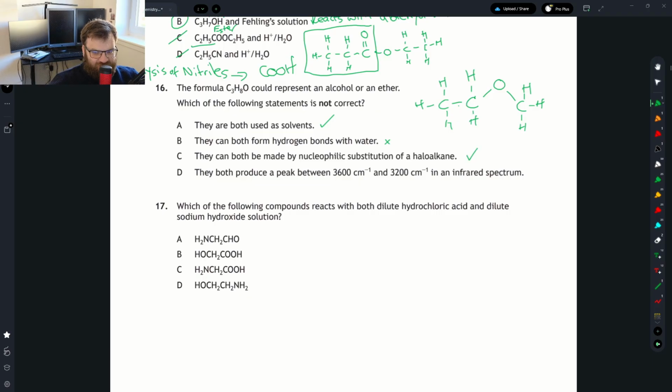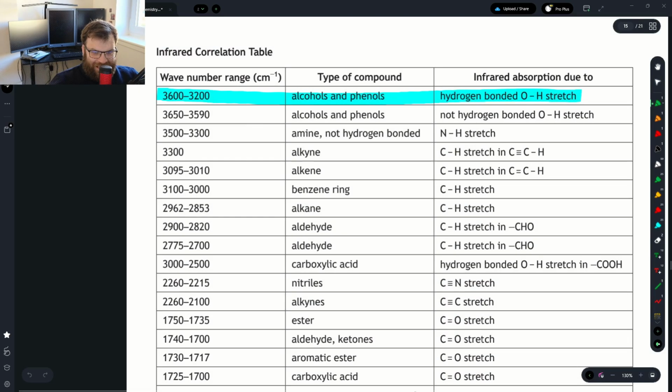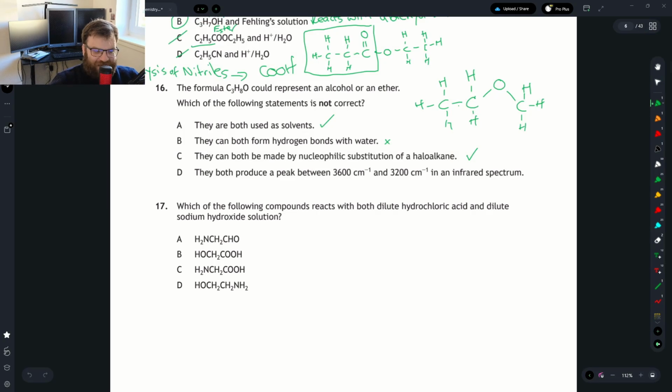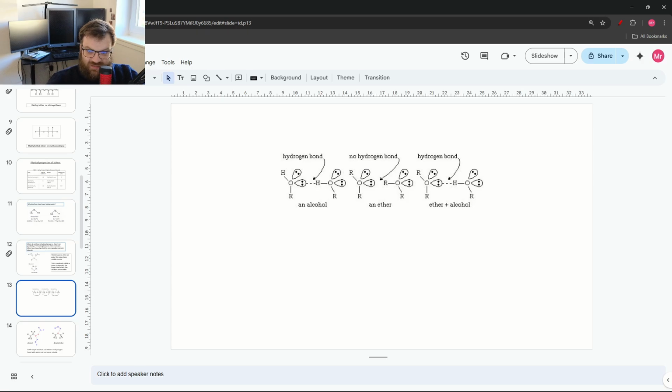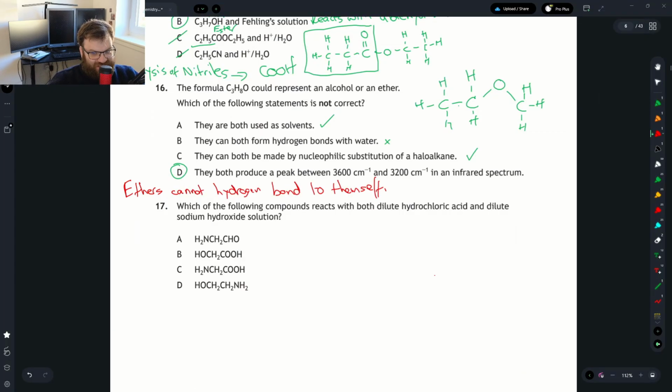Looking at the peaks in infrared, if we go to the data booklet, that peak at 3600 to 3200 only happens in alcohols. That is definitely incorrect for our ether. Now, they cannot make hydrogen bonds with themselves. There's no oxygen bonded to hydrogen. So having a look back at my notes, because they have lone pairs of electrons on the oxygen, ethers can form hydrogen bonds to water, but they can't form it for themselves. So that means the correct answer is D in this question.